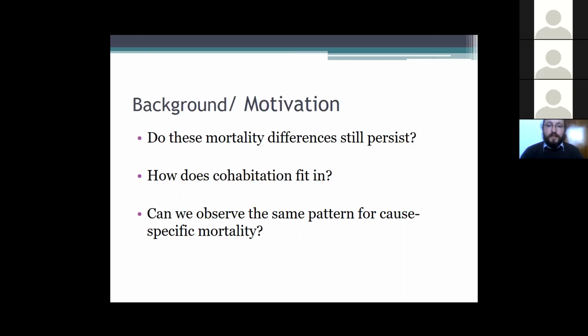So we were thinking, do those mortality differences still exist now that marriage kind of seems to lose its significance? How does cohabitation fit into the picture? And if you find those mortality differences by marital or partnership status, are they due to one specific cause, or can we see them across different causes of death?